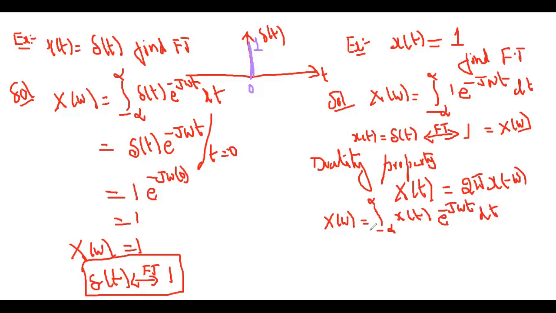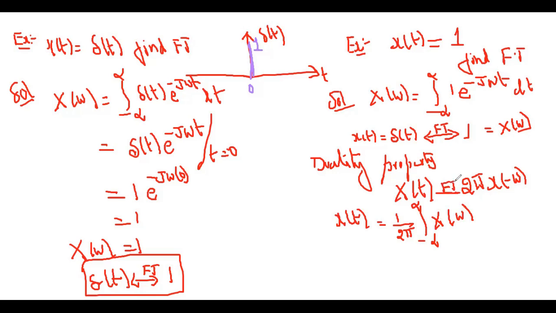Interchanging omega and t, x of t becomes the integral from minus infinity to infinity of x of omega e power j omega t. Sorry, you will get this from the inverse Fourier transformation. x of t is equal to 1 by 2 pi times the integral from minus infinity to infinity of x of omega, which is a Fourier transformation, into e power plus j omega t, d omega, not dt.